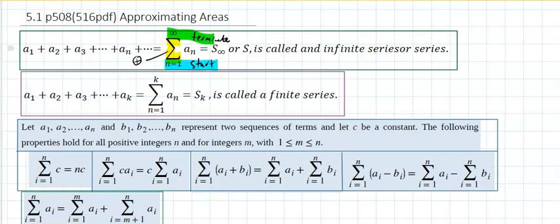Obviously, for this problem, since you're running to infinity, this is going to continue forever, and this is called an infinite series, or we just call it series. So this is infinite. This is how it starts. You throw n equal 1 in there, you get a sub 1, add. After 1, you plug in 2, 3, 4, all the way to infinity.